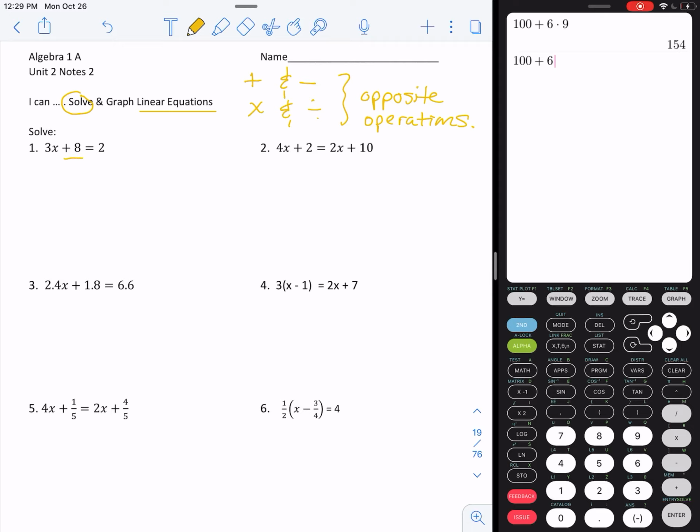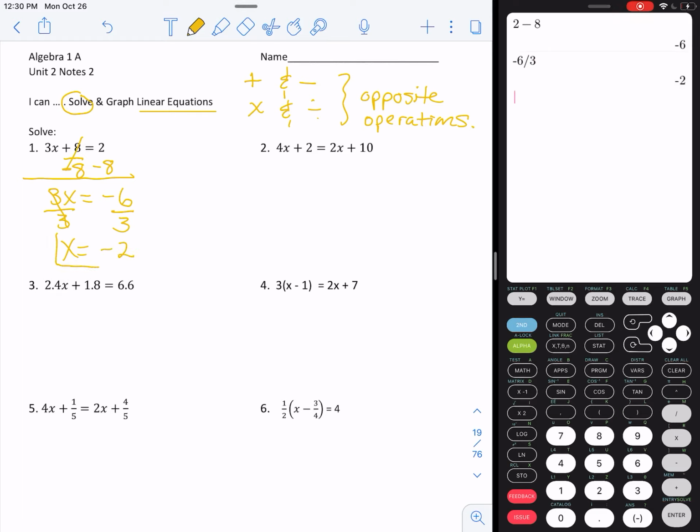So since this is a positive 8, to get rid of it, I'm going to subtract 8 from both sides. That leaves me 3x equals, and then if you need to use your calculator, go ahead and do it. It's fine. Like 2 minus 8, maybe that's easy, but if you get confused with negatives and stuff, do it on your calculator. It's -6. And then divide by 3. And then you're doing -6 divided by 3 is -2.